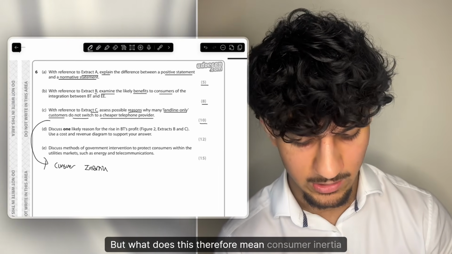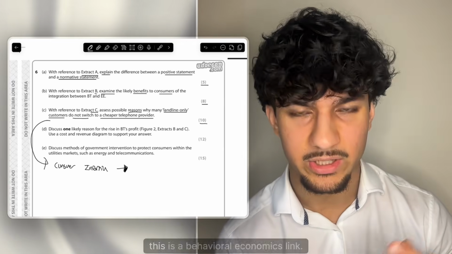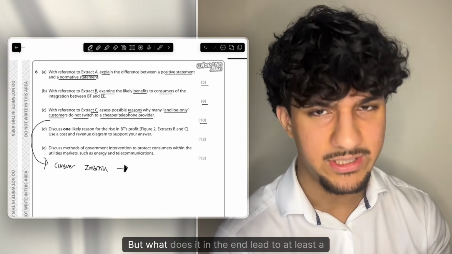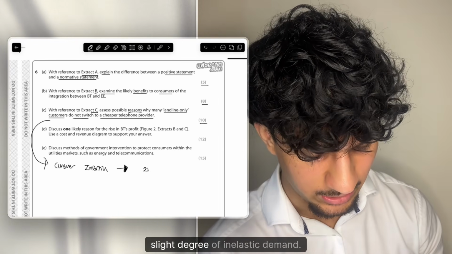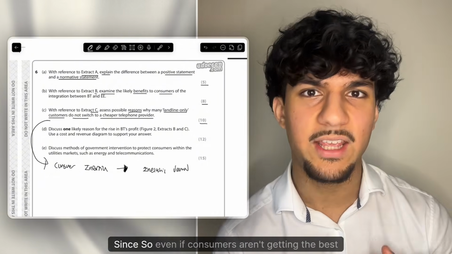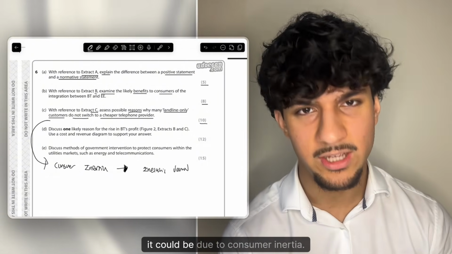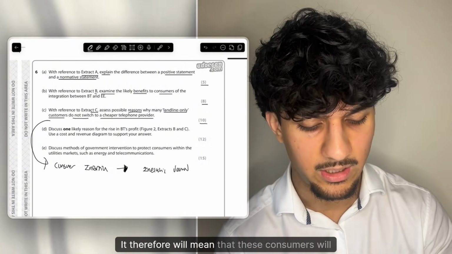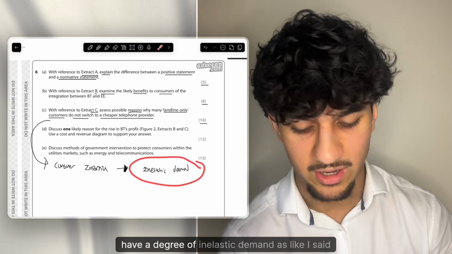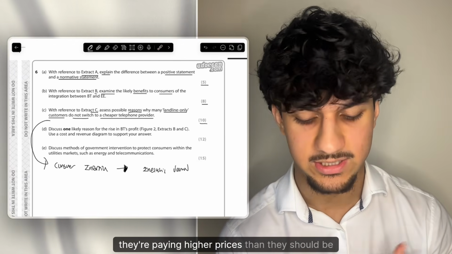But what does this therefore mean? Consumer inertia, at the end of the day, is a behavioural economics link, but what does it in the end lead to? It leads to a slight degree of inelastic demand. Why is that? Even if consumers aren't getting the best deal they could be, due to consumer inertia, these consumers will have a degree of inelastic demand, as like I said, they're paying higher prices than they should be paying.